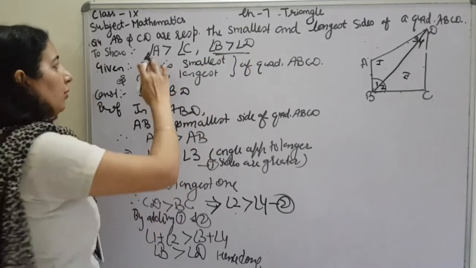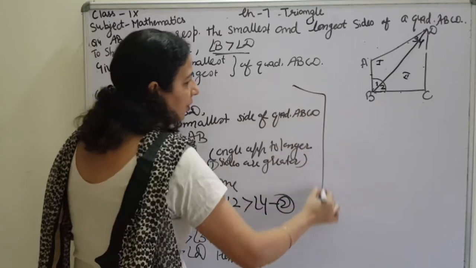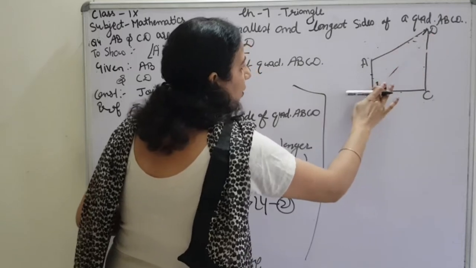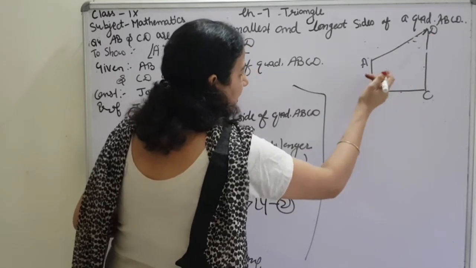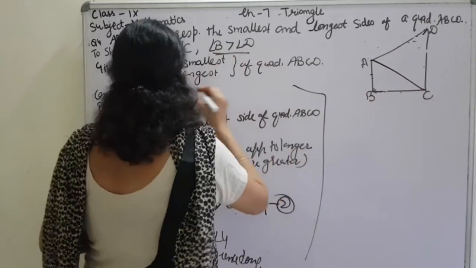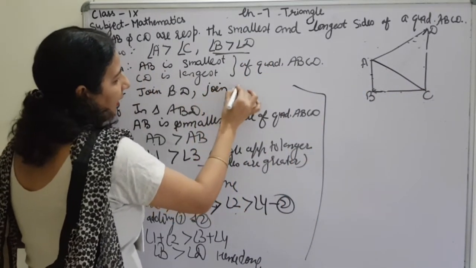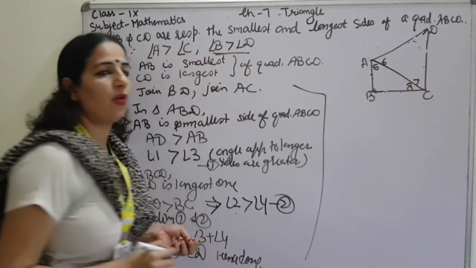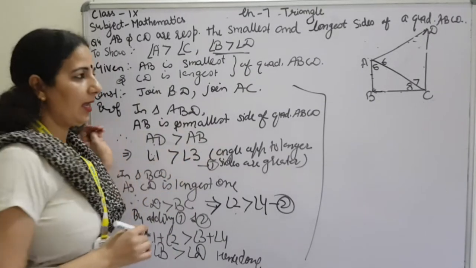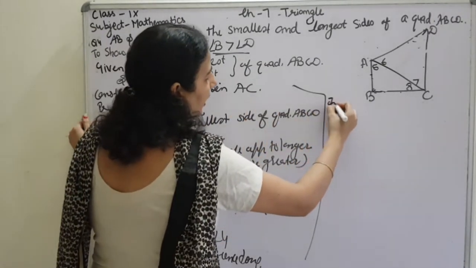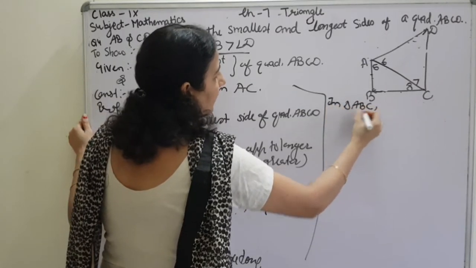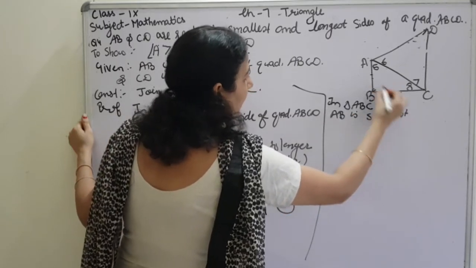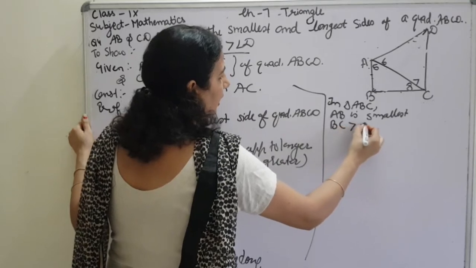Clear? Now if you want to complete the first part, what should you do? You should now join AC. Let me remove this diagonal now, because we may be confused by it. Join AC. So the construction is join AC. Now angles 5, 6, 7, 8, as we have already used angles 1, 2, 3, 4 in our last part. So what will we write? In triangle ABC, AB is smallest. Almost the same method. Therefore, BC is greater than AB.